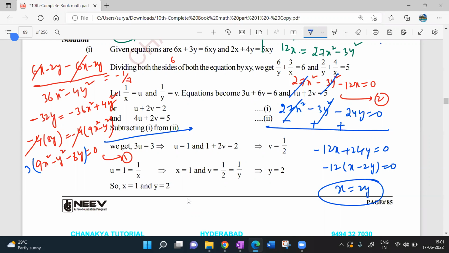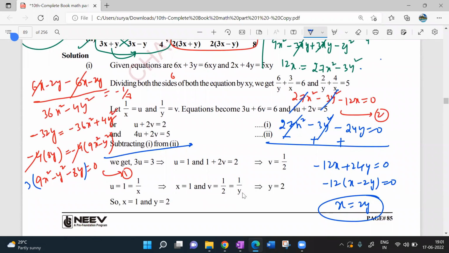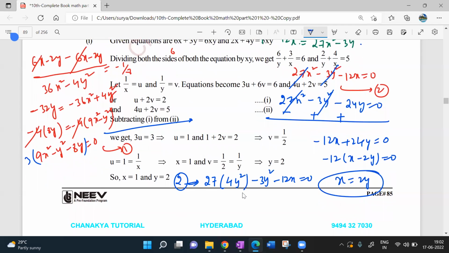So now look at this here. Let me take this equation. This is my second equation, right? So substituting this x value in the second equation, 27x square is nothing but 27 into 4y square minus 3y square minus 12x is equal to 0. So 12x is nothing but 12 into x, 2y, right, is equal to 0. Okay. So now here 108y square minus 3y square minus 24y is equal to 0. So how much here? 105, right? Patiently, if you solve it, definitely you will get it. Is equal to 24y.